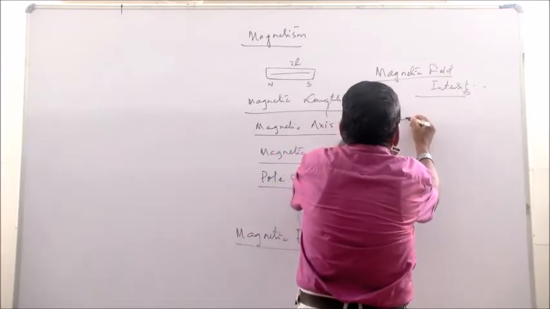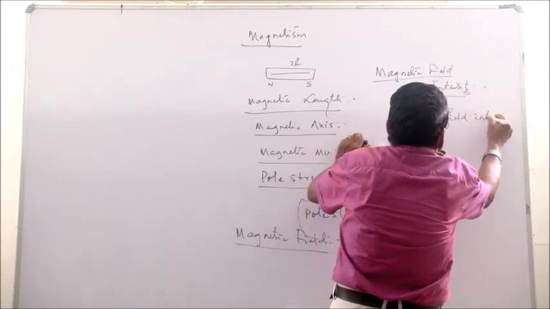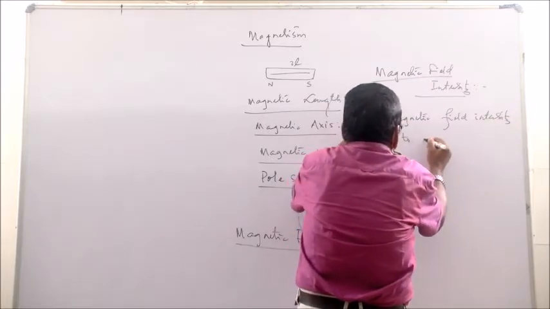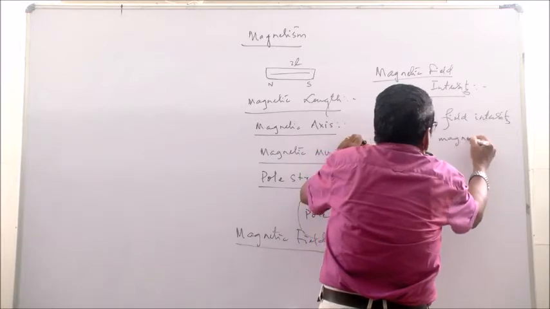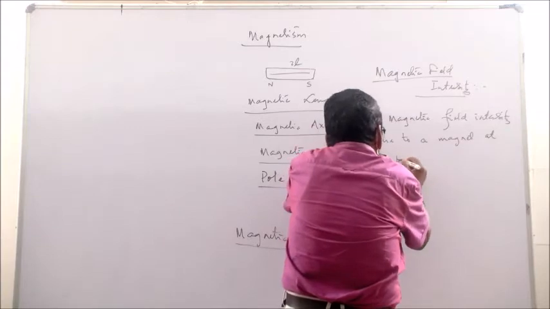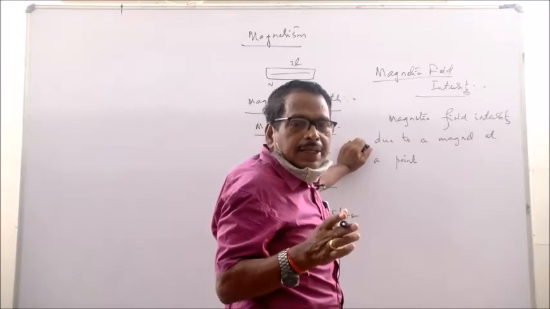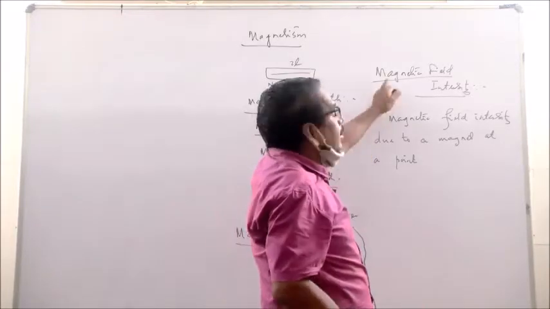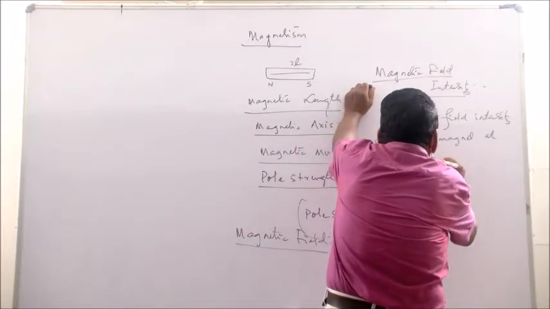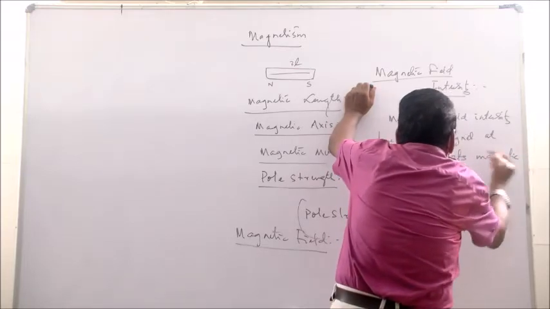Magnetic field intensity due to a magnet at a point. The point must be inside the magnetic field of the magnet. If the point is outside, then there is no magnetic field and no influence at all. So, magnetic field intensity due to a magnet at a point in its magnetic field.